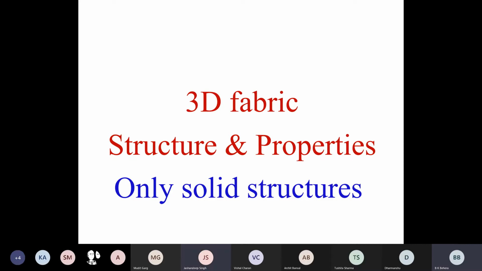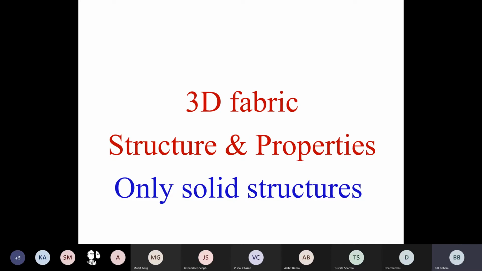Okay. So in 3D, what we have discussed, we have already spent 3 classes in 3D. First one was about what is 3D fabric. Second one was classification of 3D structures. Last class we discussed manufacturing technique. And today we'll discuss structure and properties of 3D fabric.